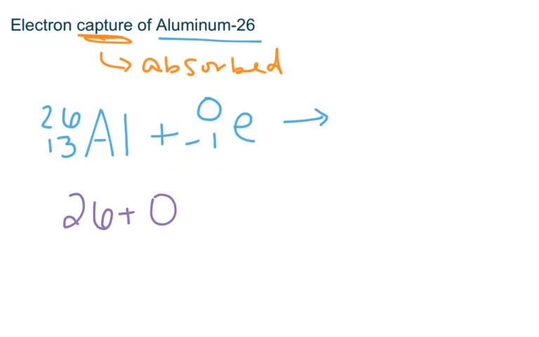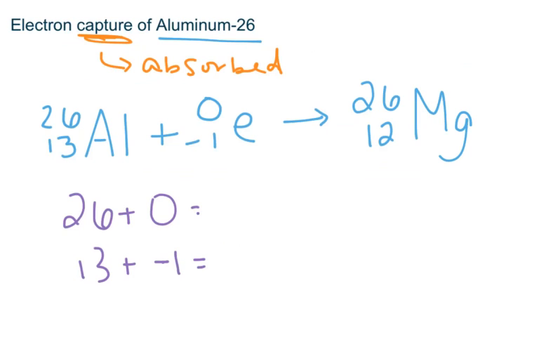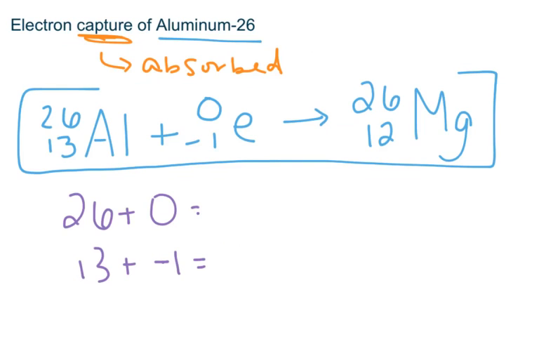26 plus 0 is 26. 13 plus negative 1 is 12. And this element is magnesium because the atomic number 12 is for magnesium, which is Mg. So that's electron capture. So there are the 4 different types of examples you'll see.